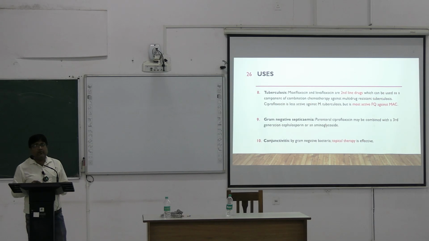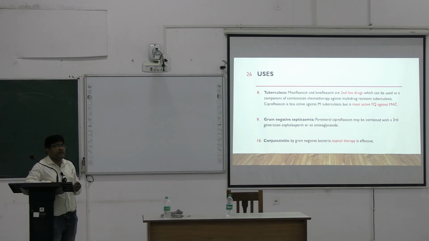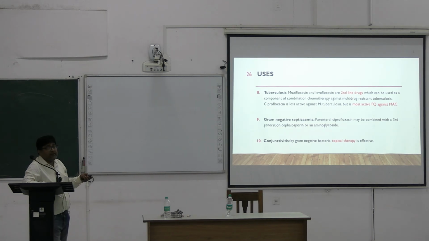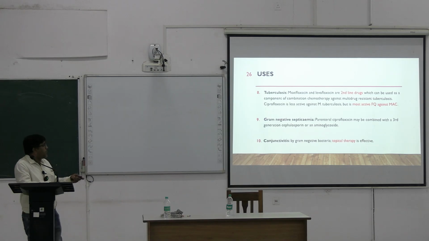Tuberculosis. In tuberculosis, basically, they are considered the second line drug. Moxifloxacin and levofloxacin are the second line drugs, moxifloxacin being better than the levofloxacin, and they are used in treatment of multi-drug resistant tuberculosis. Ciprofloxacin is less active against M. tuberculosis and is more active against MAC, Mycobacterium avium complex, where the fluoroquinolone most active is ciprofloxacin.